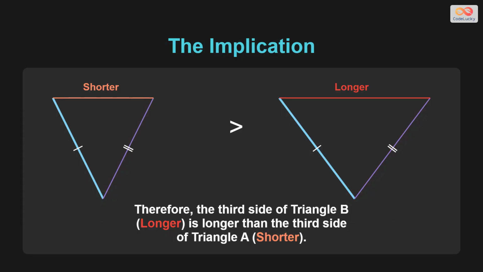Because the included angle in triangle B is larger, the Hinge theorem tells us that its third side, the side opposite the angle, must be longer than the corresponding side in triangle A. A wider angle forces the opposite side to be longer.